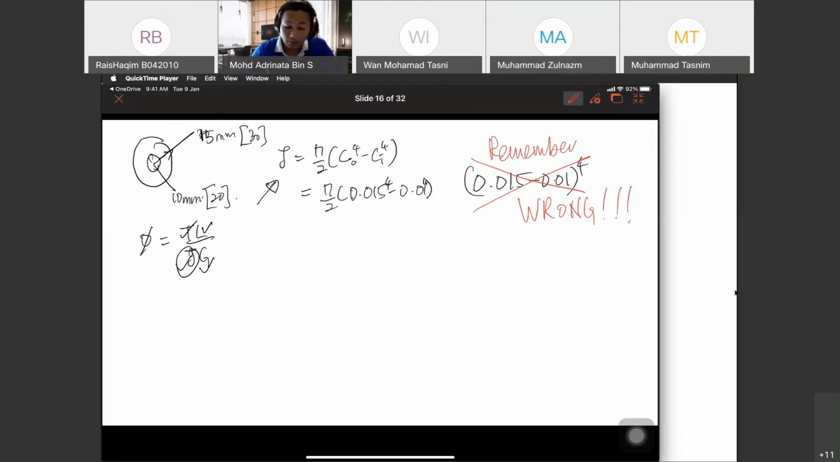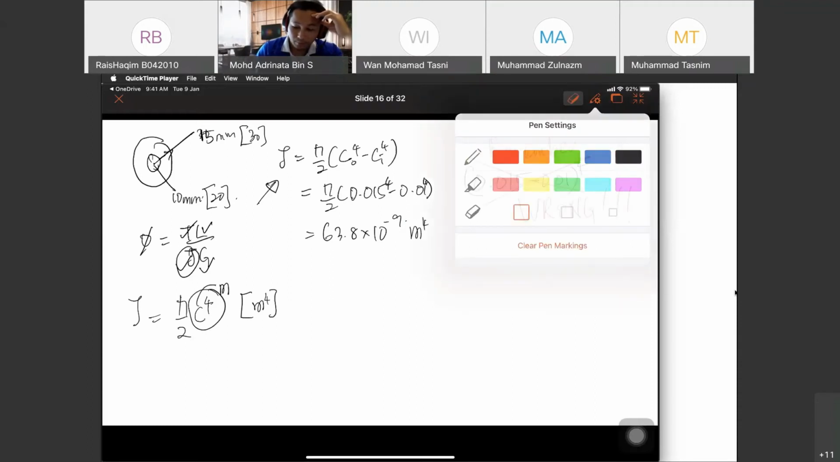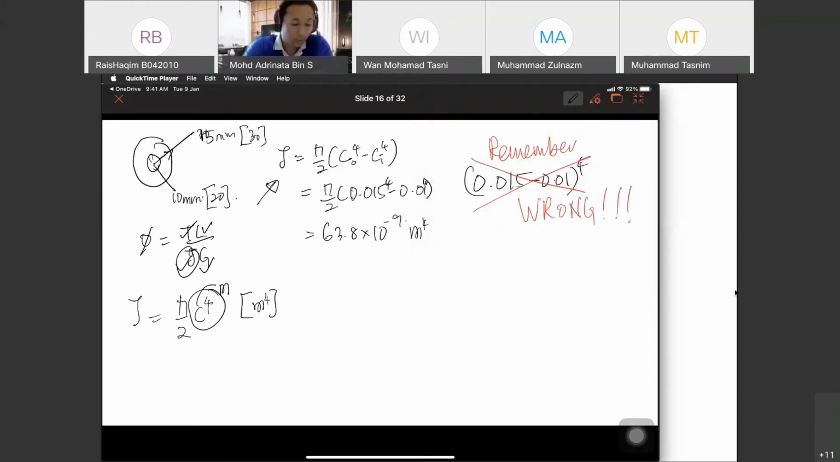Okay, next kita ada J is equals to 63.8 times 10 to the power of negative 9. Okay, so J ni apa dia? Dia punya unit for J. Okay, J is equals to pi over 2 C to the power of 4. C ni adalah dalam meter, C. So, unit untuk J adalah meter to the power of 4. Okay, meter. Tak apalah. Dia tulis kat situ.